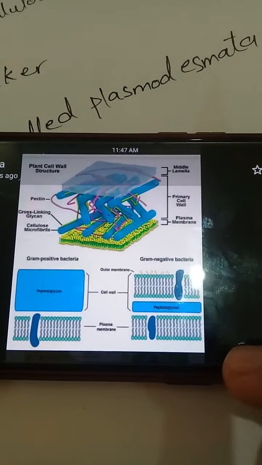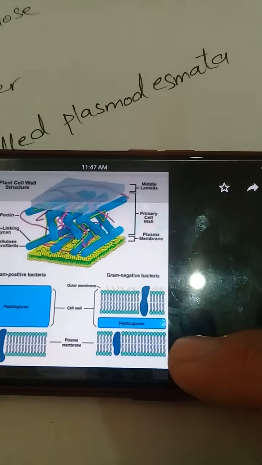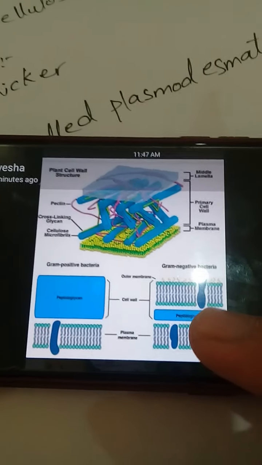The structure of the prokaryotic cell wall is also shown. In the prokaryotic cell wall, some bacteria are gram positive and some bacteria are gram negative. Both bacteria contain a different type of cell wall structure.